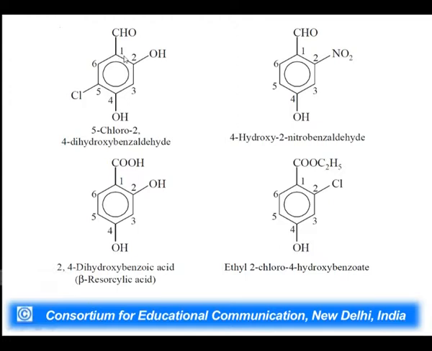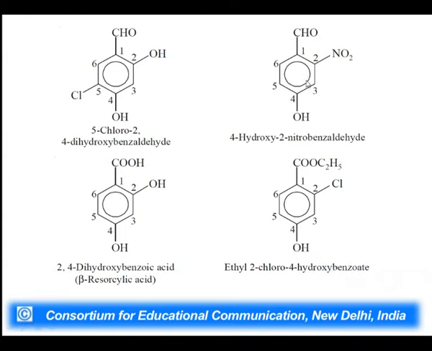And now we will name it in alphabetical order. So the name would become 5-chloro-2,4-dihydroxybenzaldehyde. Similarly, in the next example, benzaldehyde is taken as the parent, and the hydroxy and the nitro groups are taken as the substituent groups.